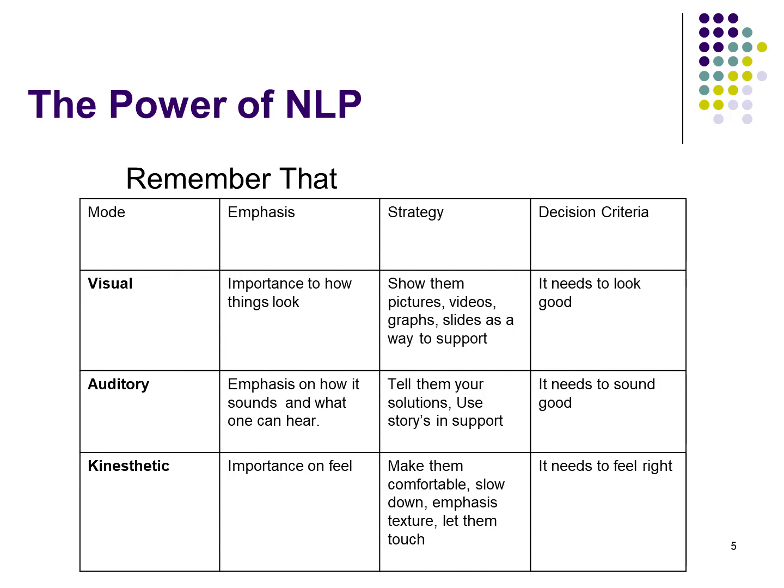If you remember from Module 1, visuals will be making their decision visually, based on how things look. What's important and what you want to emphasize is what they're going to see. How are things going to be different? How do you convince somebody whose decision criteria is visual? You show them pictures, videos, graphs, slides as a way to support your solution. The decision criteria is it needs to look good. Again, "look good" is one of those things you're going to need to verify and clarify.